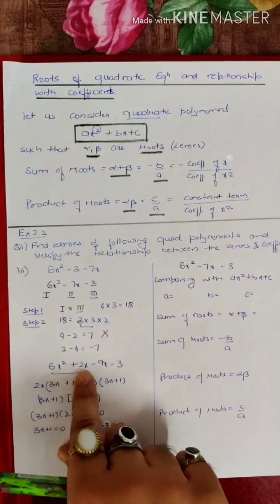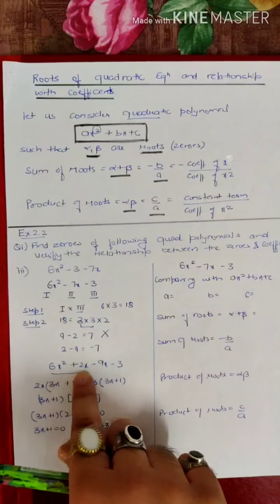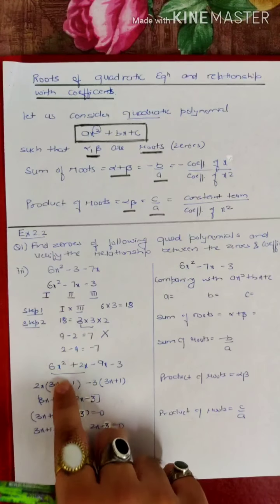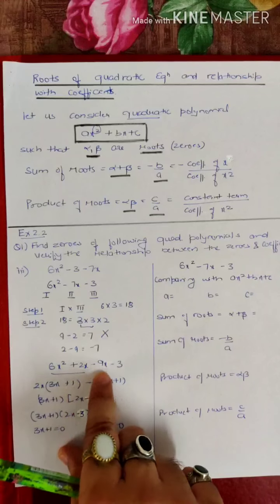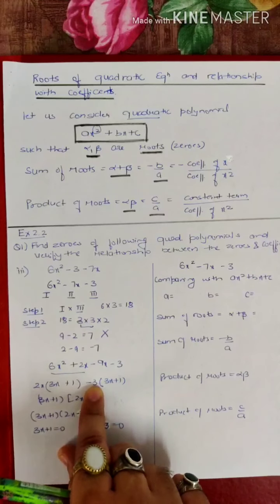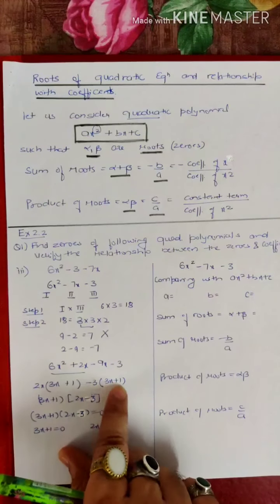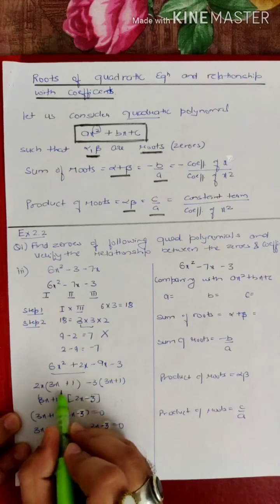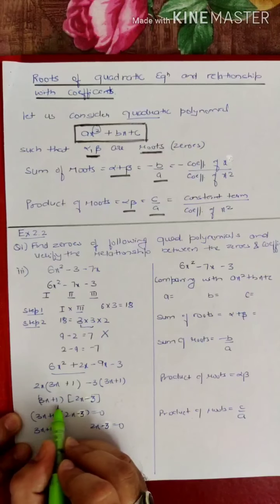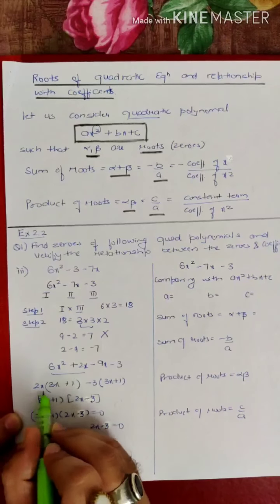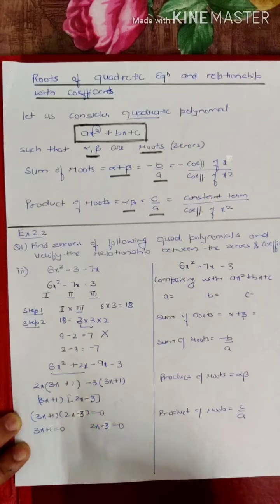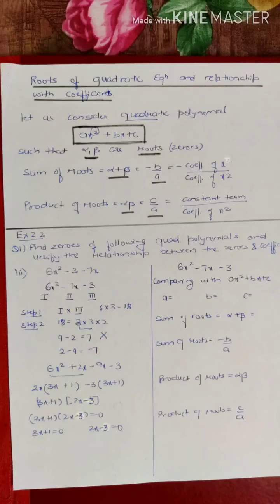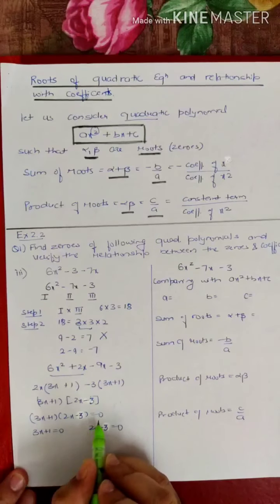Now from the first two terms, we can take 2x common. Taking 2x common, we are left with 3x plus 1. From the next two terms, we'll take minus 3 common. Again, you'll be left with 3x plus 1. Now you can see here that 3x plus 1 is the common factor. Taking 3x plus 1 common from the two terms, we'll get 2x minus 3. In order to get the zeros of the polynomial, we put the product of the factors equal to 0. So either 3x plus 1 will be equal to 0 or 2x minus 3 will be equal to 0.